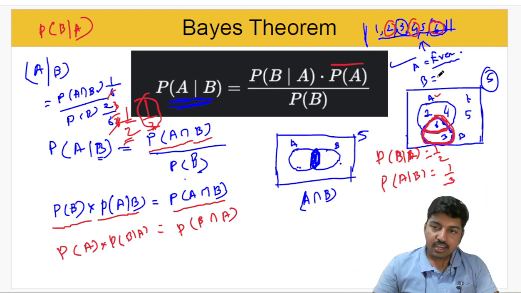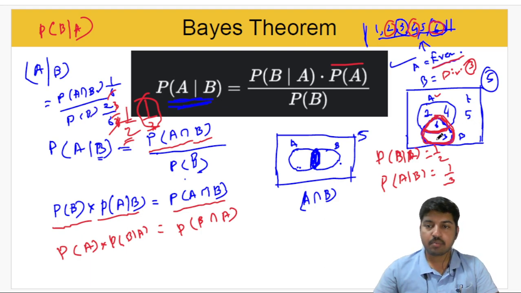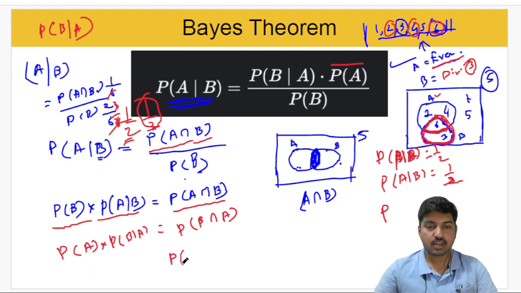See, what was my event? Event A is that the number is even. What is event B? It was divisible by 3. So we have calculated that event B, divisible by 3, has already happened. Then what is the probability that event A will happen? It is only 1 by 2. Probability of event A, which is an even number, given that I have already diced a number divisible by 3, is equal to only 1 by 2.